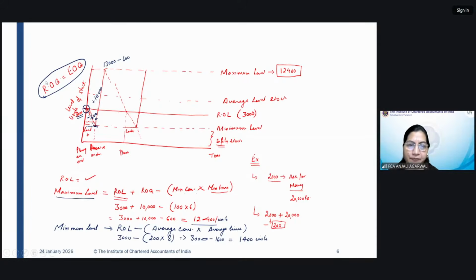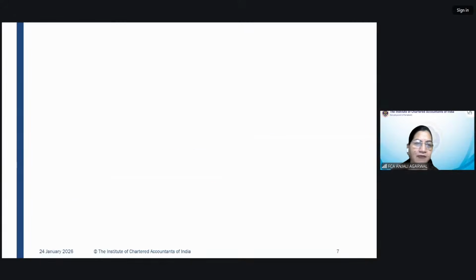Whatever is most efficient and most economical, that is the quantity you will place an order. So that becomes your reorder quantity. So you have the reorder level, maximum level, and minimum level. The next is your average level.